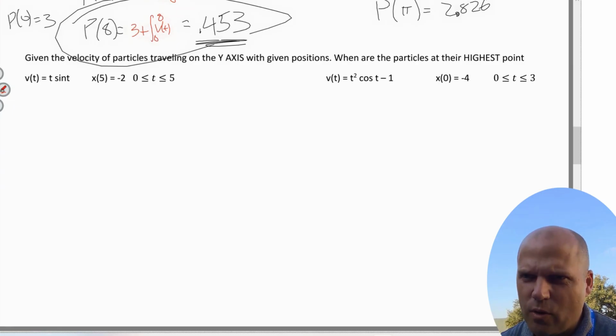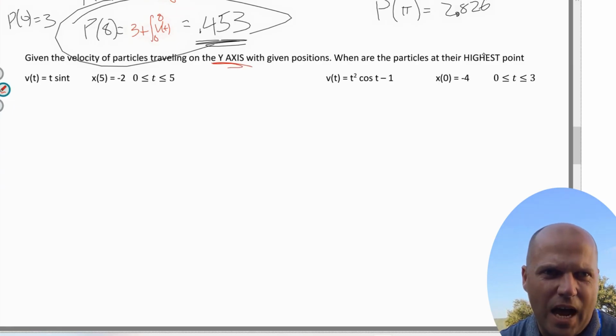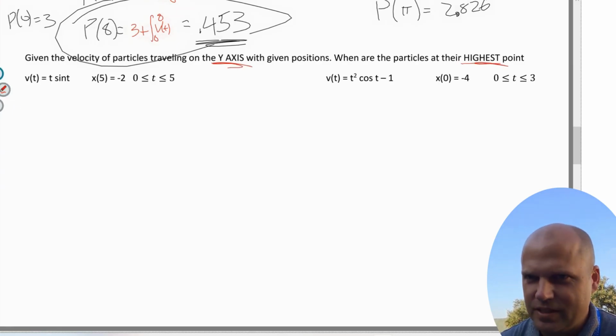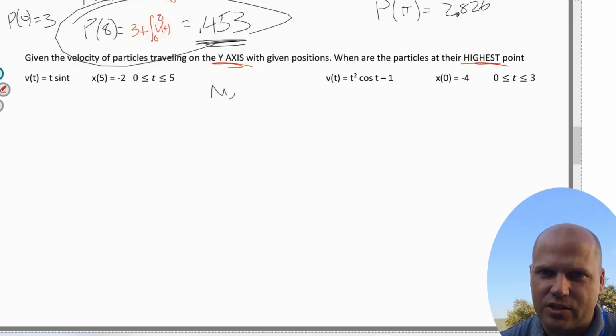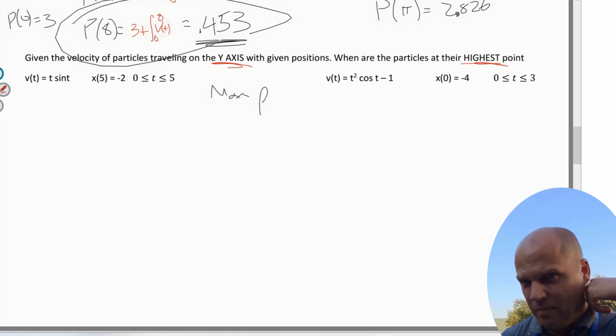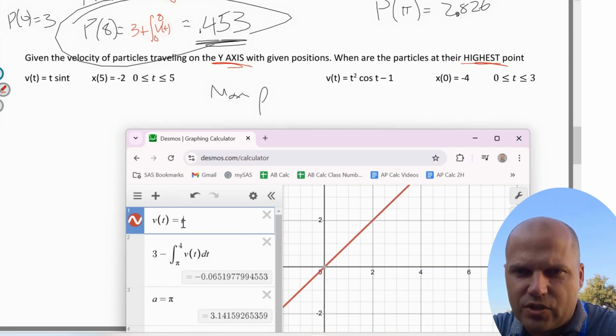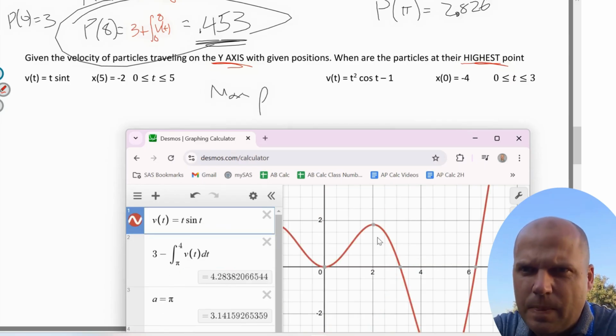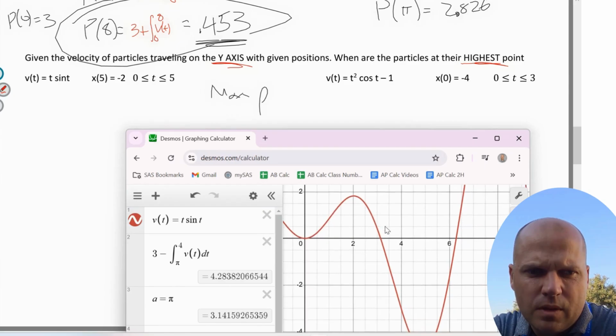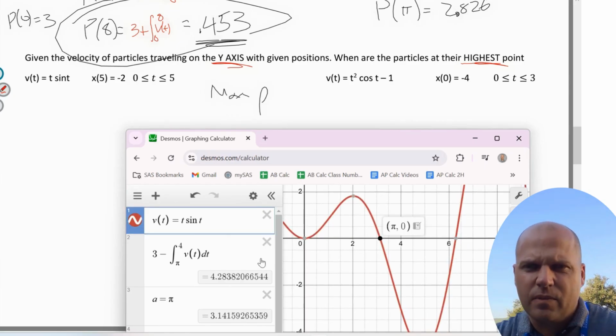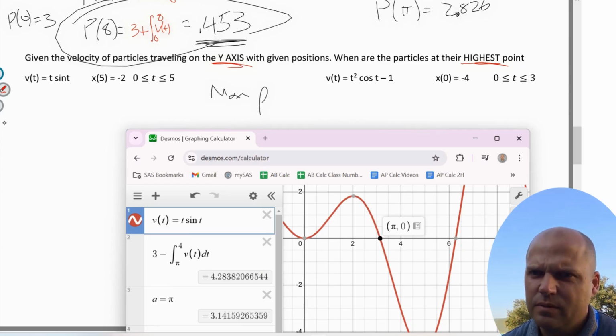All right. We're on the y-axis. No big deal. Highest point. I mean, it's actually easier to understand. This is a max position. I honestly might want to skip these problems. Let's just do it quickly. Just provide the answers so you can check your answer. See my position. It's another pi. Look at that. We go to 5.